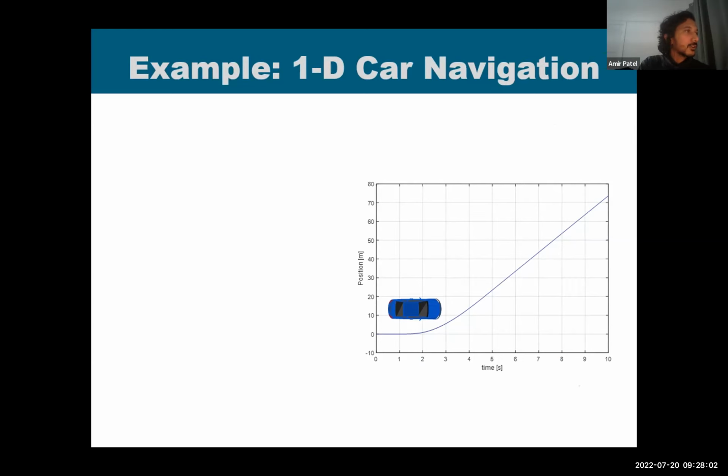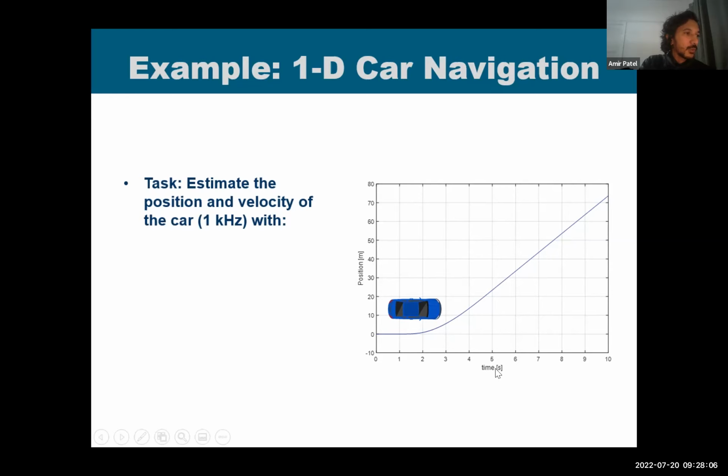So this is a car being navigated. On the x-axis, we have the position, and on the y-axis, that's just time. It's not the 2D location of the car. So the car starts out at 0, and it accelerates and just keeps going. And you can see how it's moving. So what we want to do is estimate the position and velocity of the car at 1 kilohertz.